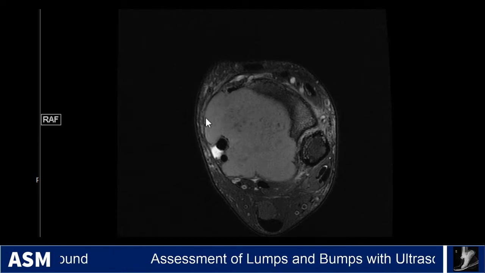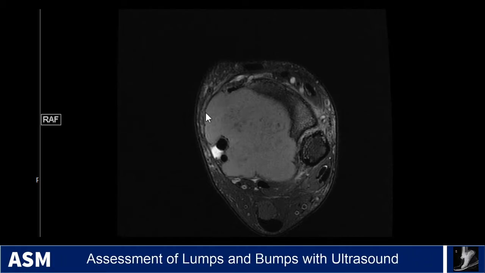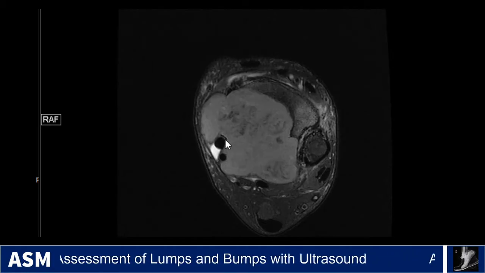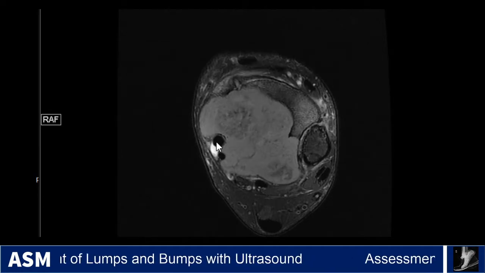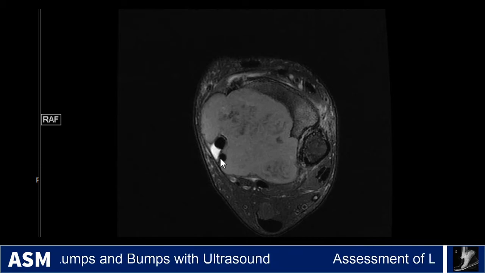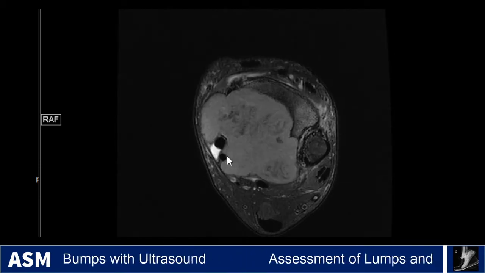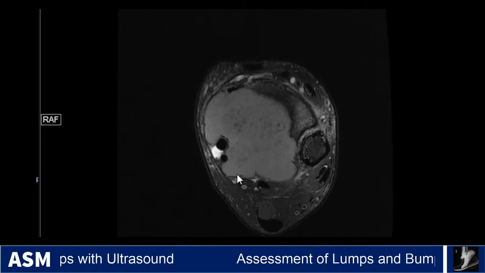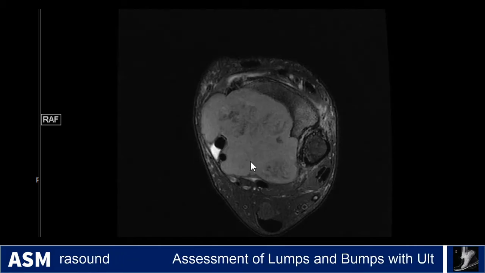hypointense line that's running around portions of the mass, and that corresponds to the blown out and thinned cortex. We see the posterior tibial tendon with fluid in its sheath, corresponding to what we saw on the ultrasound. The partial and, in some places, almost completely encased flexor digitorum longus with the neurovascular bundle and FHL displaced posteriorly.